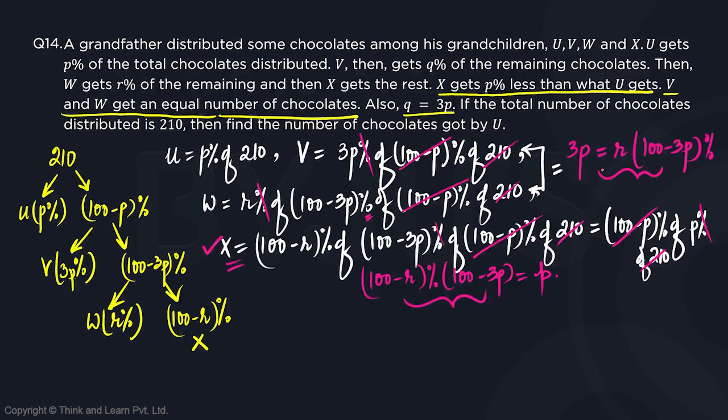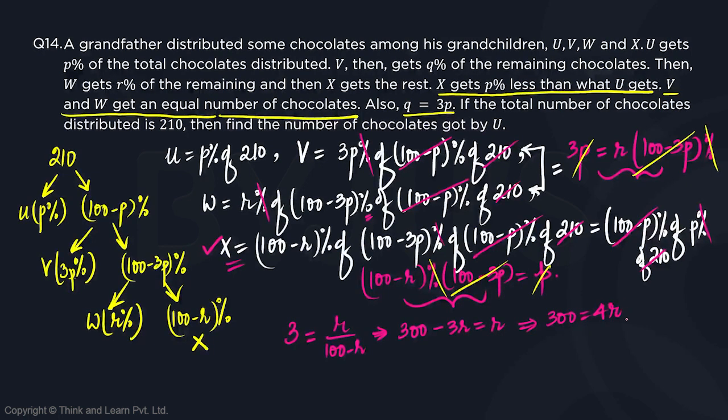So if we divide these two equations, we will have 3P by P, that is going to be 3. R into 100 minus 3P, and 100 minus 3P is common. So P and P will cancel out, 100 minus 3P and 100 minus 3P will cancel out, percentage will cancel out. This is going to result in R upon 100 minus R. If we cross multiply, we will have 300 minus 3R is equal to R. This will result in 300 is equal to 4R, and R is equal to 300 by 4, which is 75. So R here is 75%.